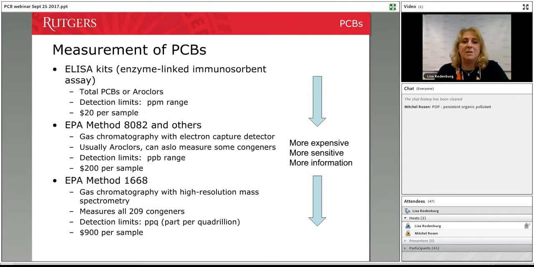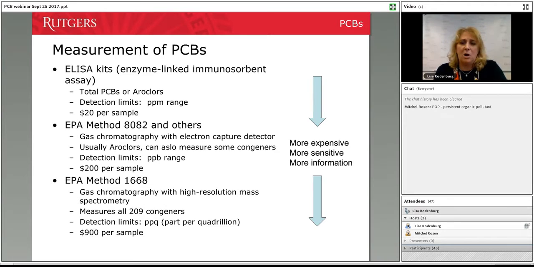It'll measure total PCBs, not individual congeners, but the sum of all 209 PCBs, or could also in some cases measure Aroclors. But the detection limits are up in the part per million range, so they're not great. So this is really just a screening tool. But the advantage, as you can see, is it's roughly $20 a sample. It's quite inexpensive. So sometimes people use this as a screening tool to rapidly test hundreds of soil samples, for example, to try to find where the hot spots might be in terms of PCB contamination.